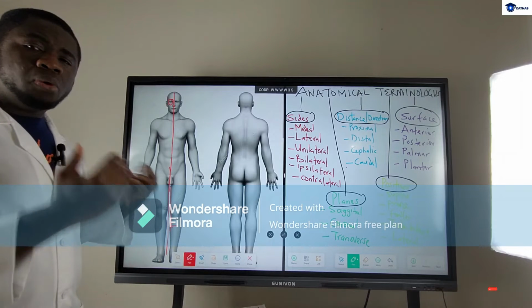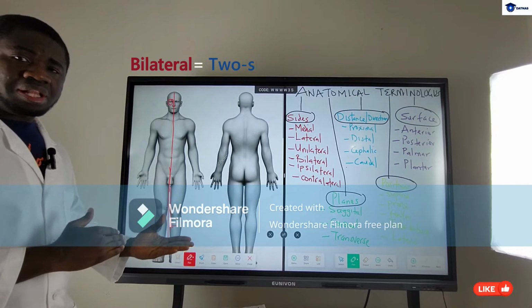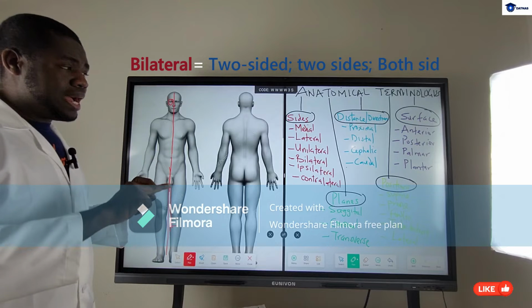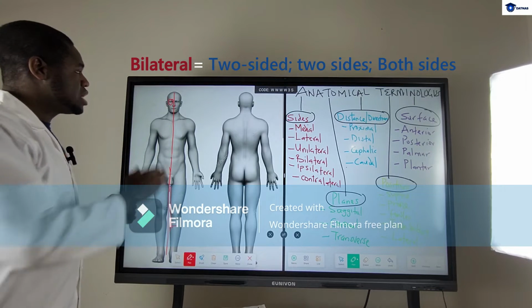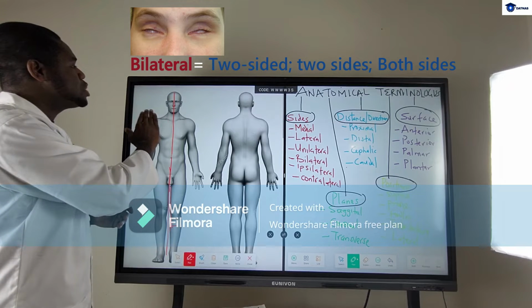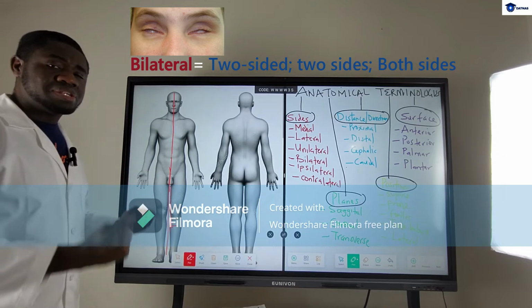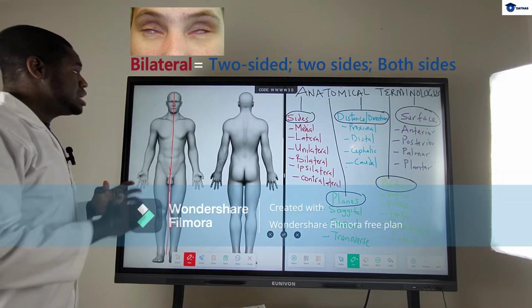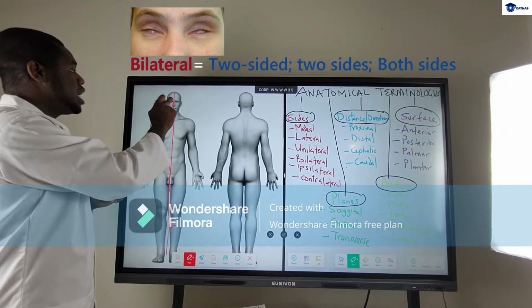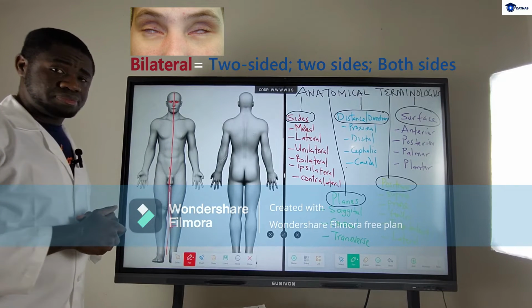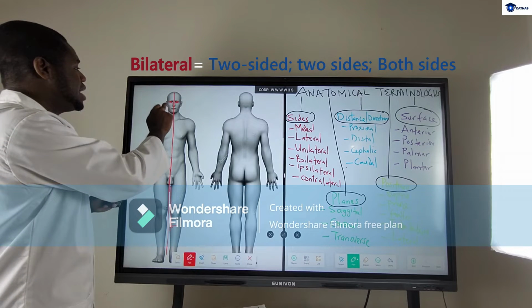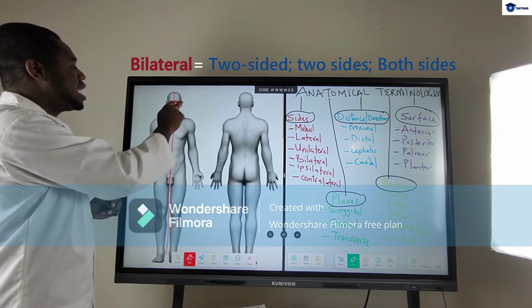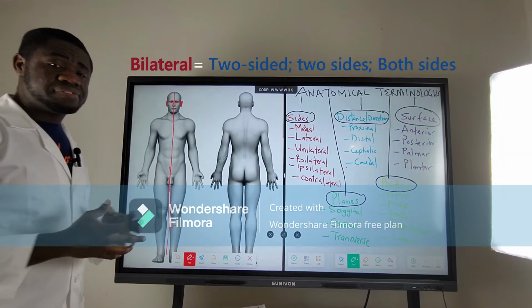Bilateral means both sides. Lateral means side, bi means both. So bilateral means both sides. If I say that this man is bilaterally blind, that means the man is blind in both eyes. If I say that the man is bilaterally deaf, that means both the right and left ears are deaf.